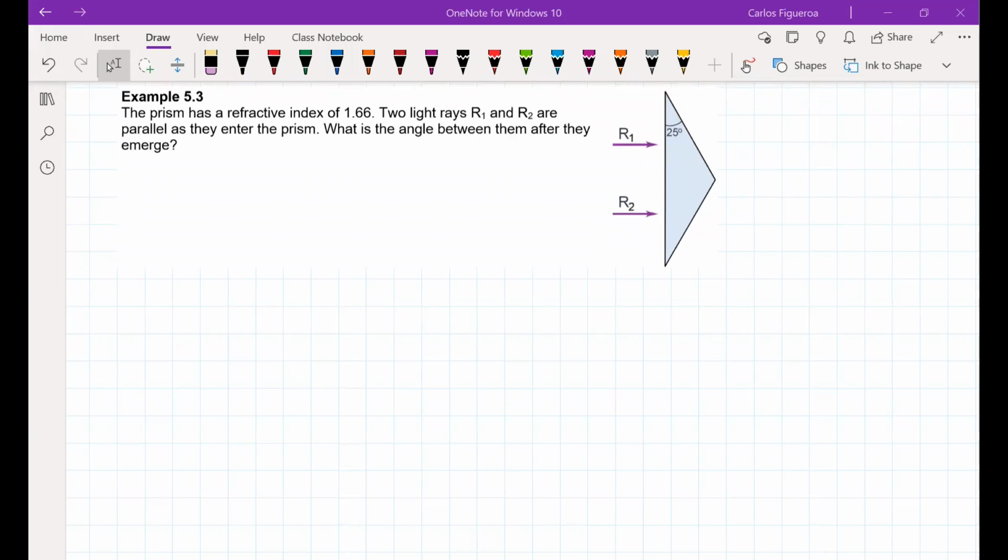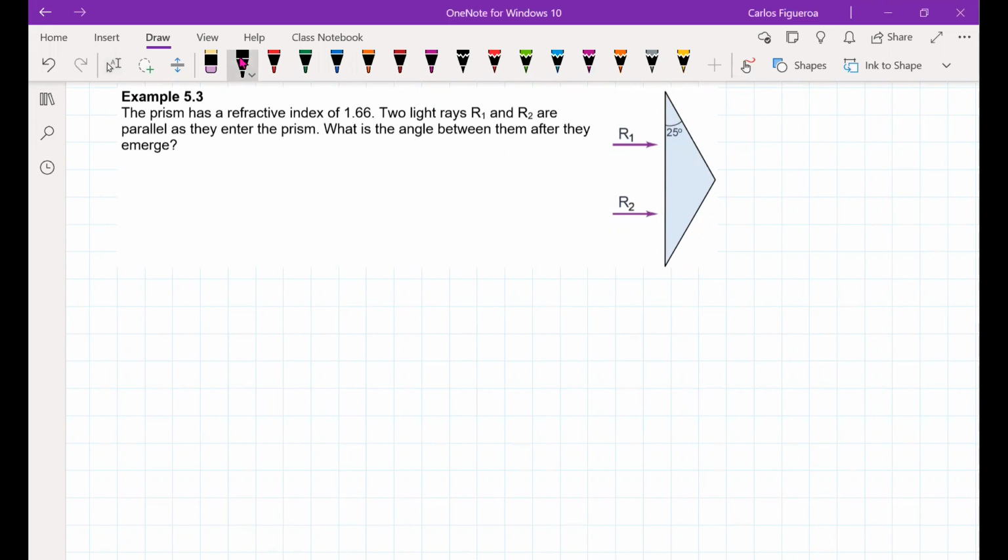Example 5.3. The prism has a refractive index of 1.66. Two light rays, R1 and R2, are parallel as they enter the prism. What is the angle between them after they emerge?